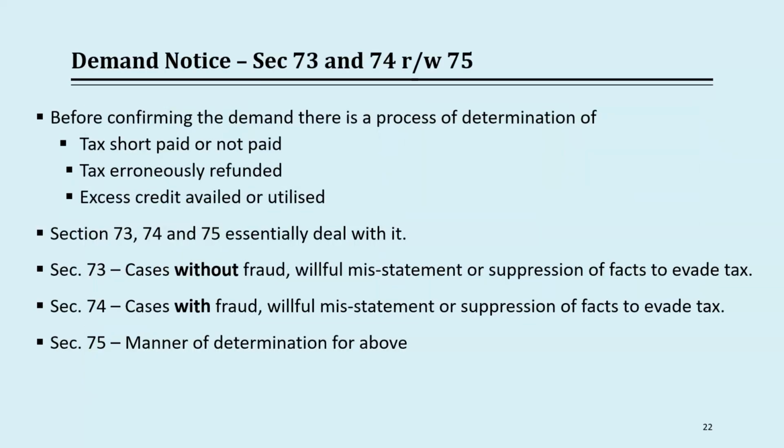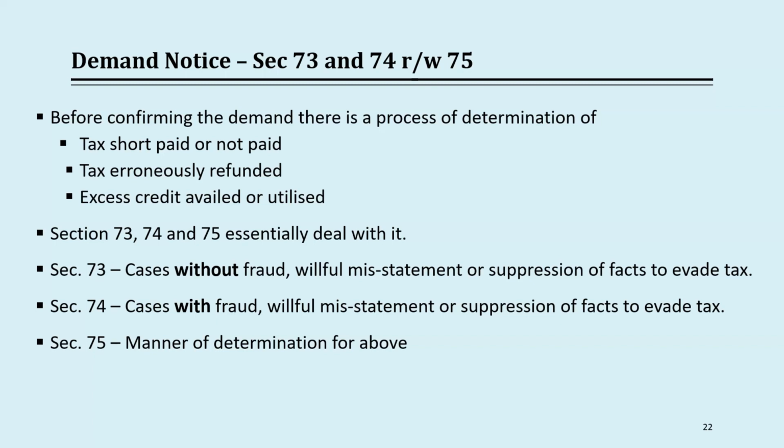So under which section do they have to serve the show cause notice? If we see, there are two sections, that is section 73 and section 74. As of now, we'll understand section 73 will be applicable when there is no fraud, no misstatement, no collusion, etc. That means with intention, we have not done anything. With intention, we have not evaded the payment of tax. That will fall under the section 73 category.